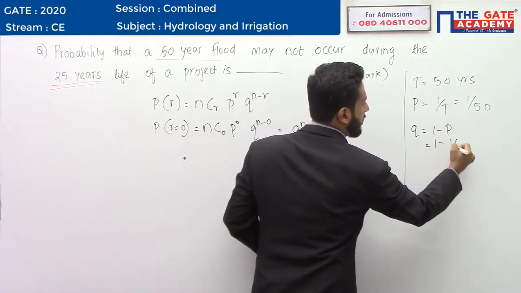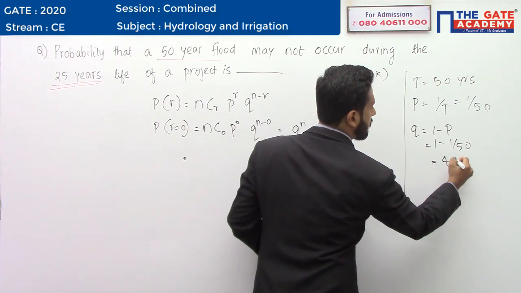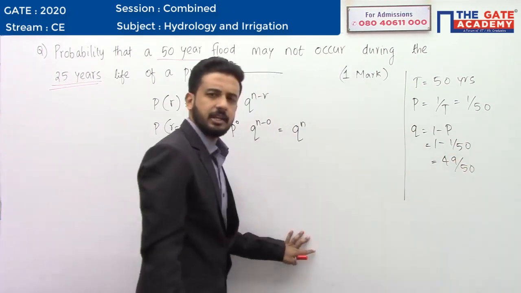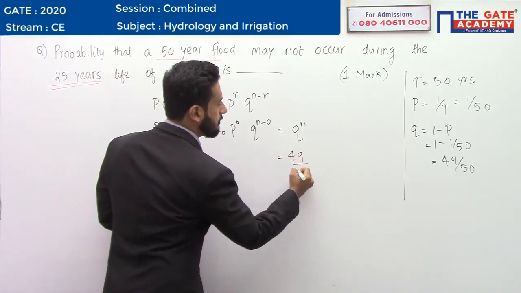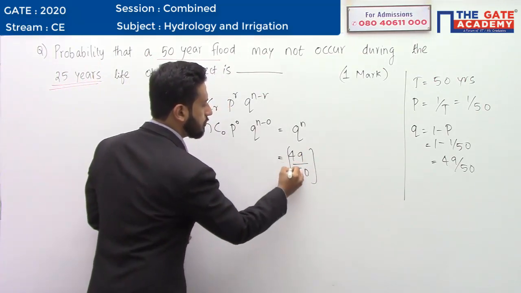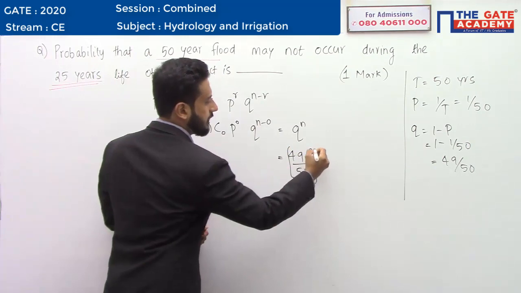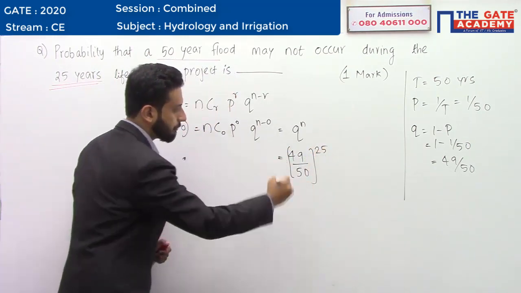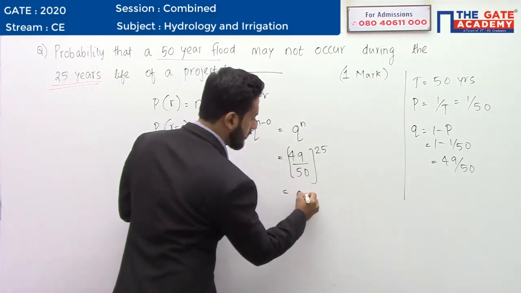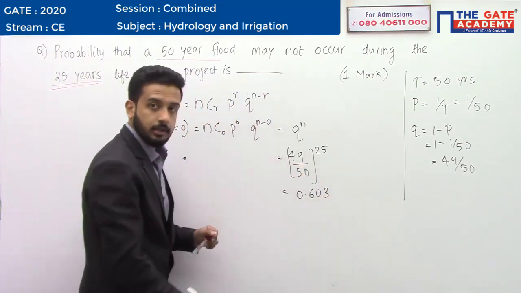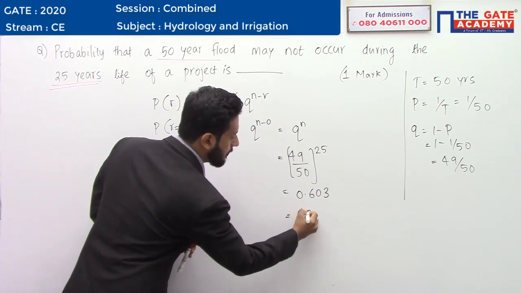1 minus 1 by 50. It is going to be 49 by 50. Very easy calculations also. So directly I am substituting 49 by 50 raised to, for how many years are they asking? For 25 years they are asking. If you are calculating, you are going to get 0.603.